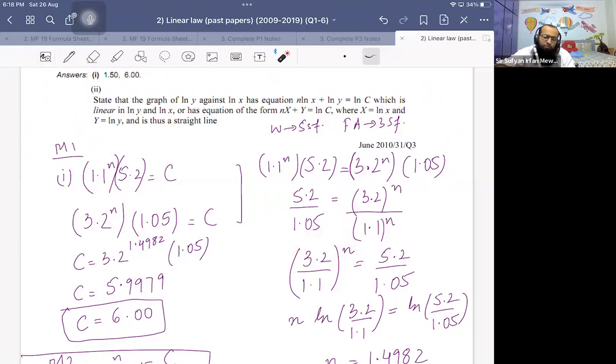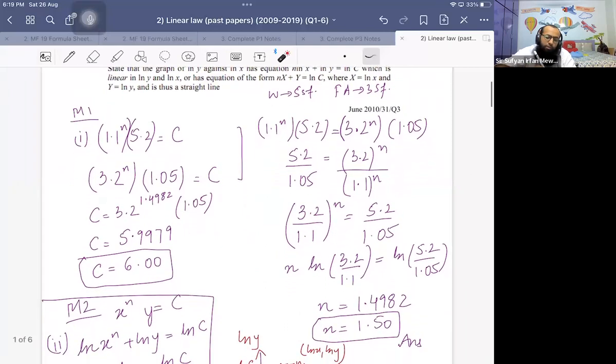I've just skipped one of the steps. I will take ln over here and I'll take ln over here. Then n, as per the power law, will come at the front. So it will become n ln 3.2 upon 1.1, and this will equal ln 5.2 upon 1.05. So n ln 3.2 upon 1.1 is equal to ln 5.2 upon 1.05.